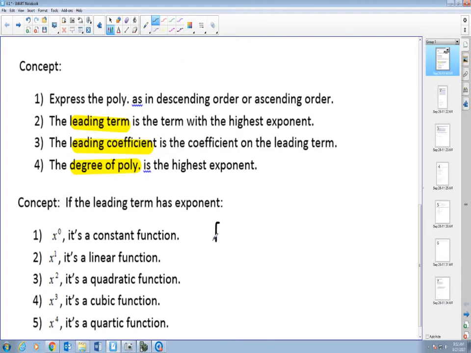So if I would just say f of x equals 8, that 8 is actually 8x to the 0 power, because that would be 1 times 8, which is still 8, and that would be considered a constant function. And as we previously mentioned, a constant function is basically a horizontal line.